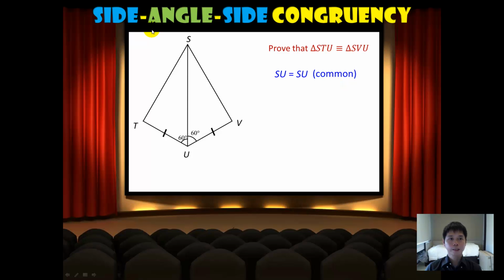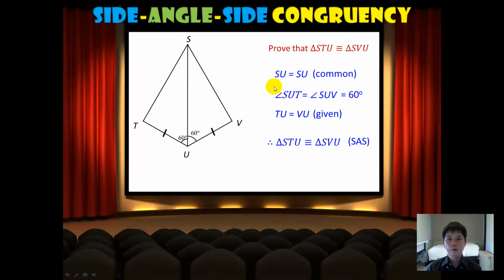Next, can we prove that there's a pair of corresponding included angles that are the same? Yes, angle SUT is equal to angle SUV, which is 60 degrees. Lastly, let us find another pair of corresponding sides that are equal. And TU equals VU because it is given. We can prove that triangle STU is congruent to triangle SVU.